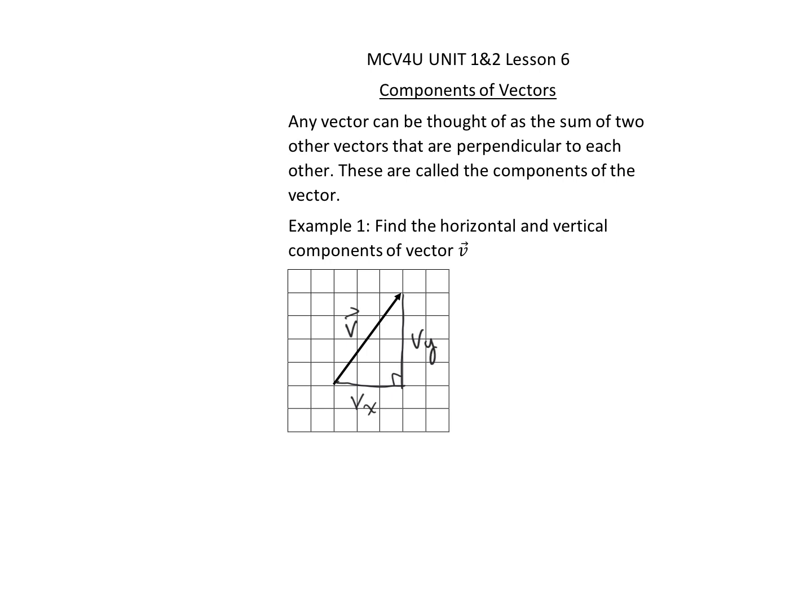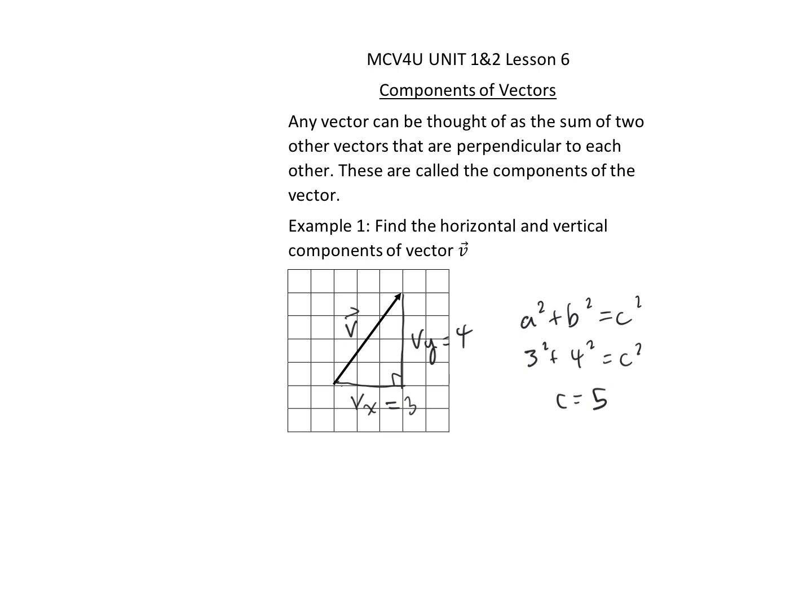If we have it on this grid, we can just count how many units the x and y components are. The x component is 1, 2, 3 units, and the y component is 1, 2, 3, 4 units. We have created a right angle triangle, so we can use the Pythagorean theorem to solve for the magnitude, or the length, of vector v. Putting those values into the Pythagorean theorem, we get a magnitude of 5.